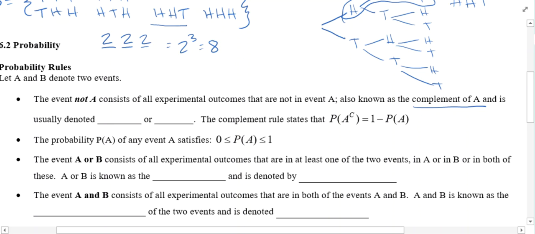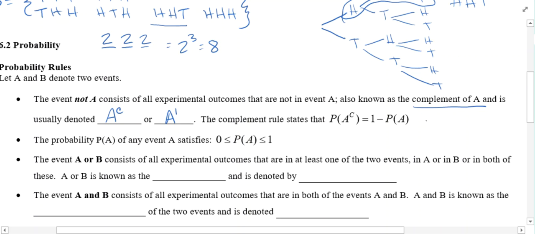And it's usually denoted by a complement, so it's like a C in the superscript, or you'll see a prime with just like a little line there. Okay, the complement rule states that the probability of A complement is just 1 minus the probability of A.